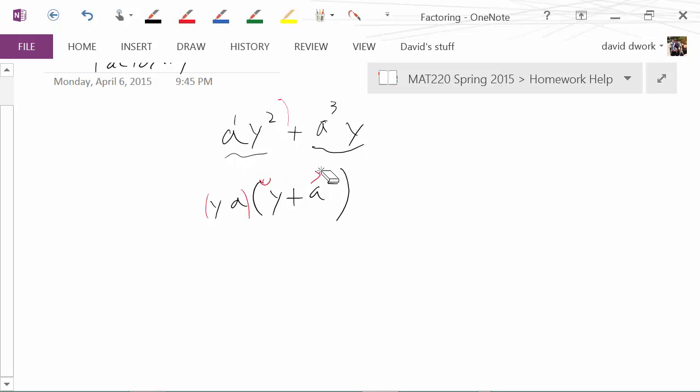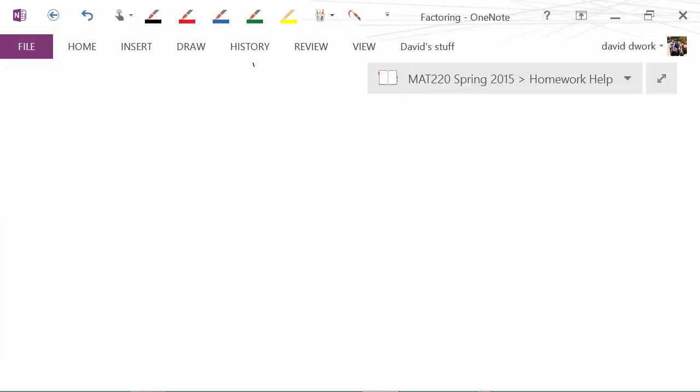So now, if this was a problem where it was, for example, set equal to 0, then we'd be able to take this thing, set it equal to 0, and say, all right, we have a times y equals 0, and we have y plus a squared equals 0. So there's the idea.